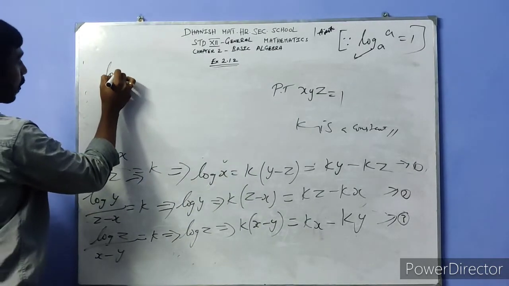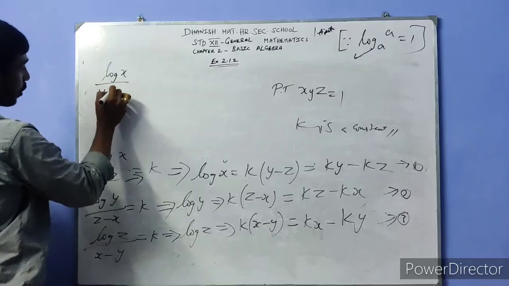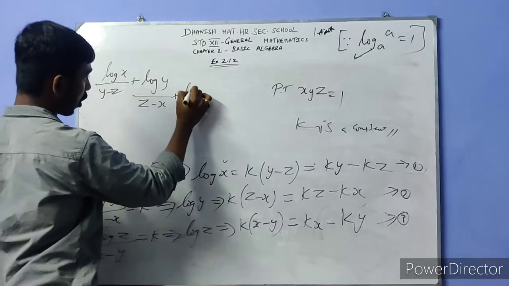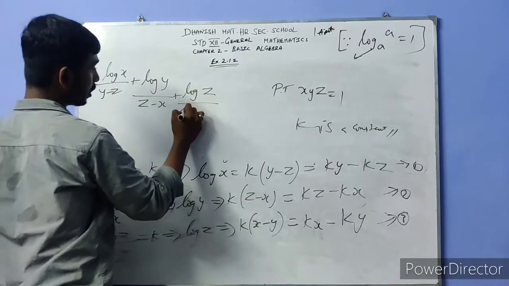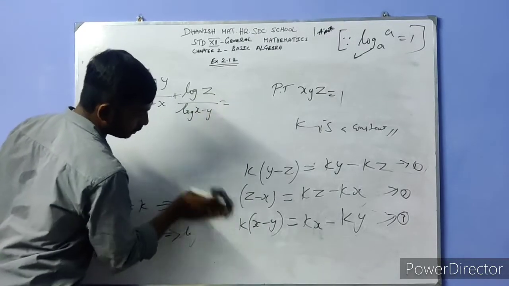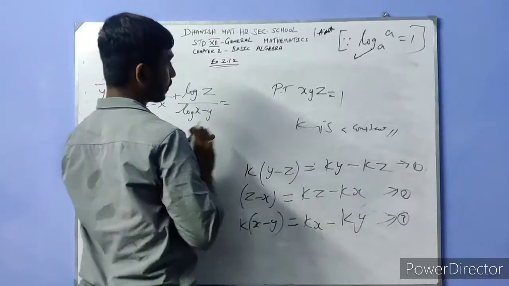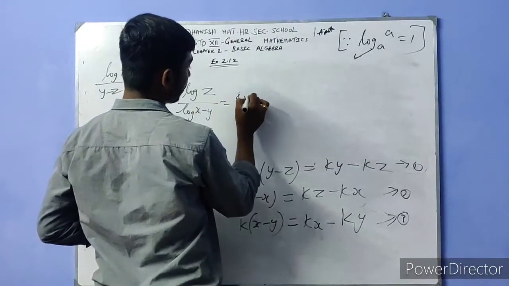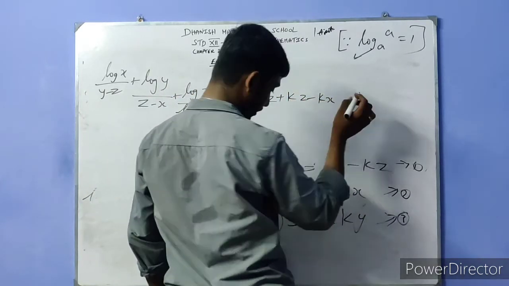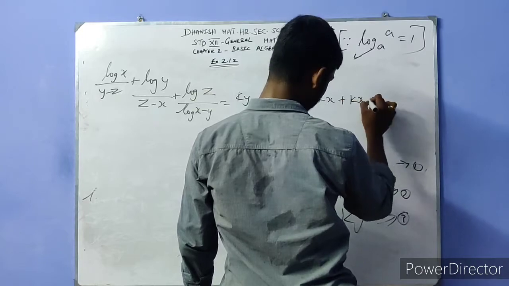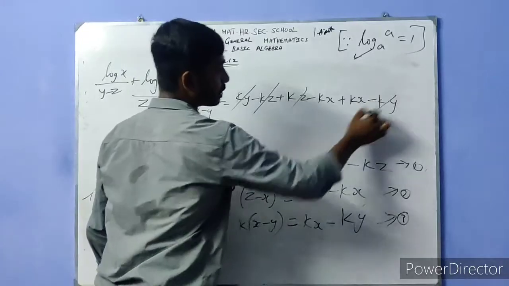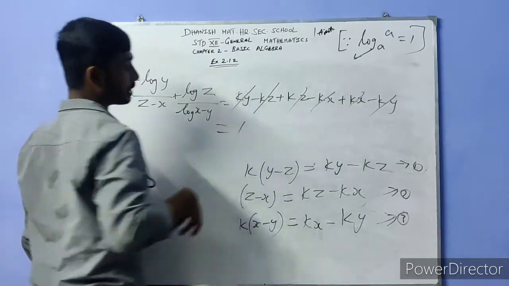What is the first function? Log x divided by y minus z, plus log y divided by z minus x, plus log z divided by x minus y. Now adding these 3 functions, we are going to substitute. So what is the value we get here? That is ky minus kz plus kz minus kx plus kx minus ky. So now cancelling, the minus value and plus value will be cancelled. Here plus and minus will be cancelled, here plus and minus will be cancelled. What is the remaining value? That is 1.